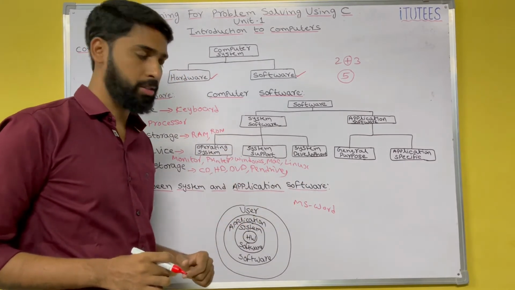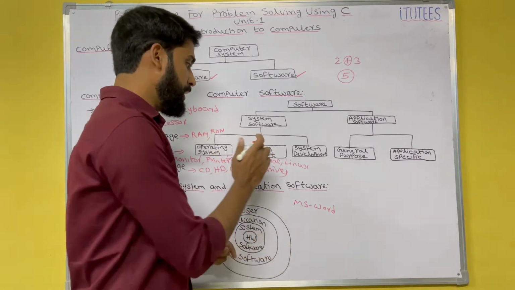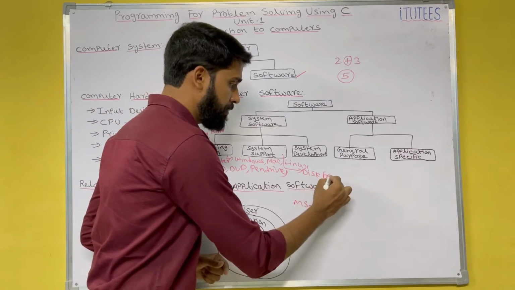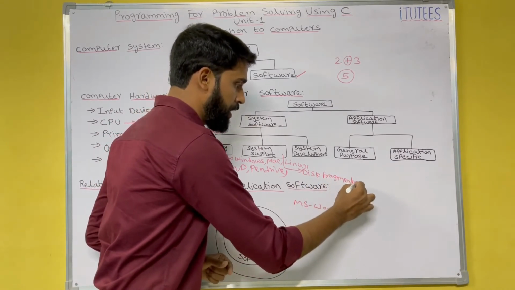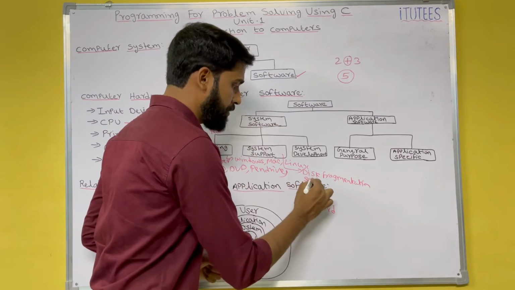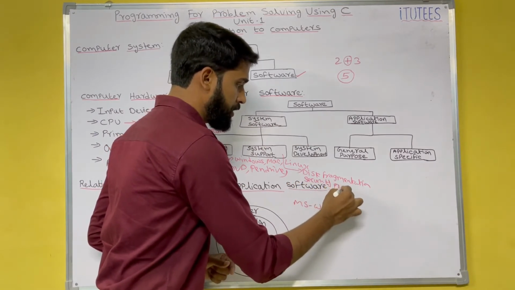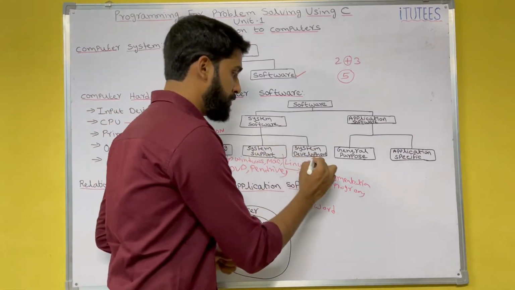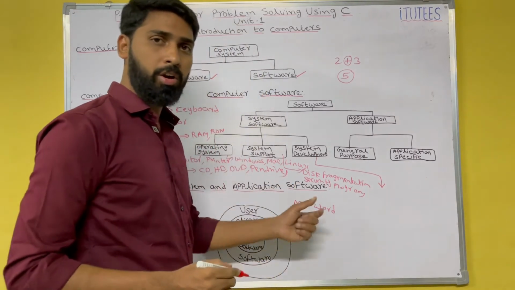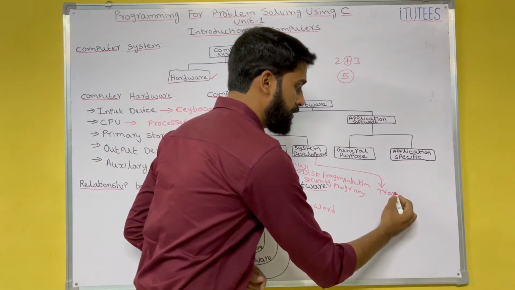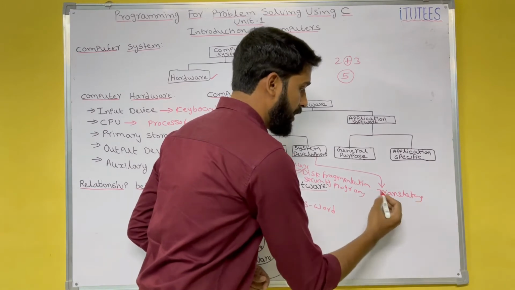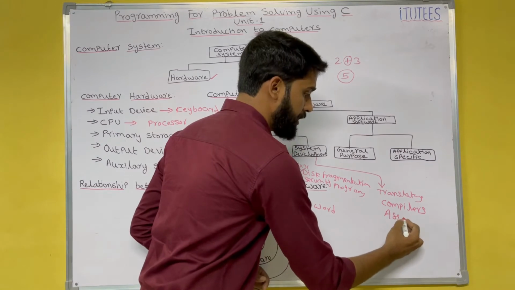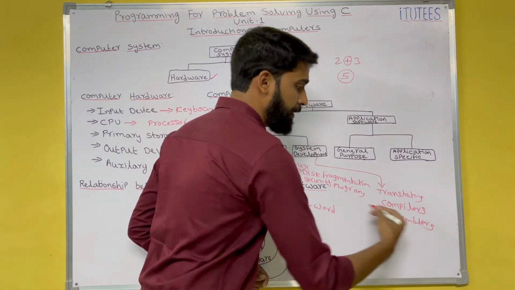System support means that in these operating systems there are some disk fragmentation programs and some security programs. These are related to system support. And system development is nothing but translators. One is compilers, and assemblers also come into this category.